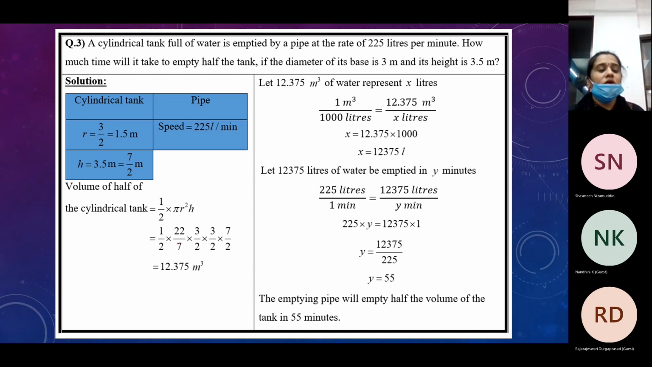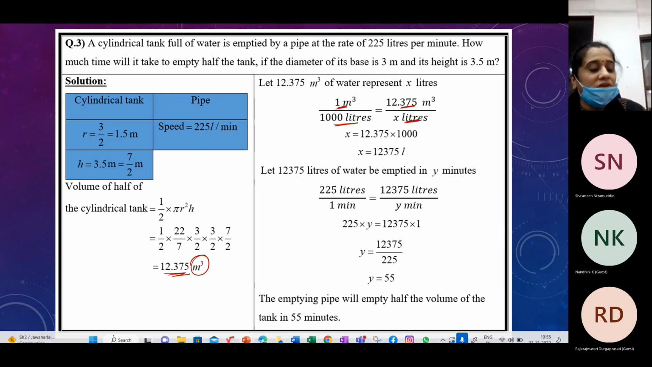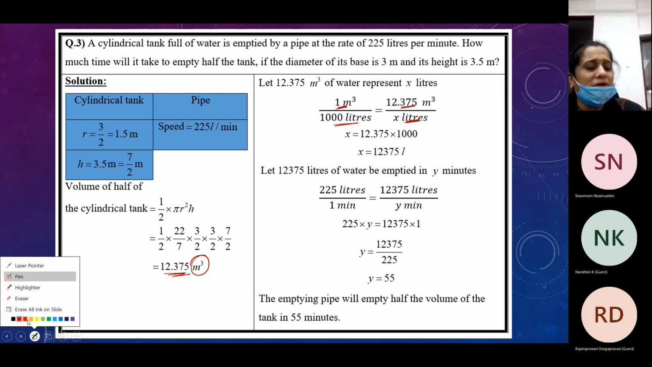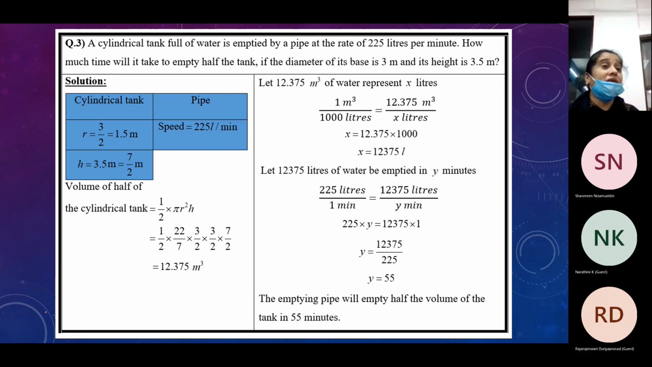Okay. Now see here, half the volume of the tank is this one. Now I have to convert this meter cube to liters, right? So see how I convert. 1 meter cubed is 1000 liters. Then 12.375 meter cubed is X liters. Cross multiply, that's all. Because often we have a doubt if we should multiply by 1000 or divide by 1000, and in the exam you're normally a little tense, so we may go wrong. So use this, you will never go wrong.